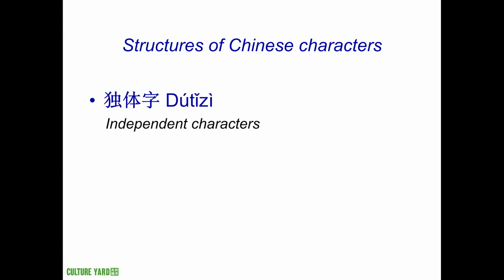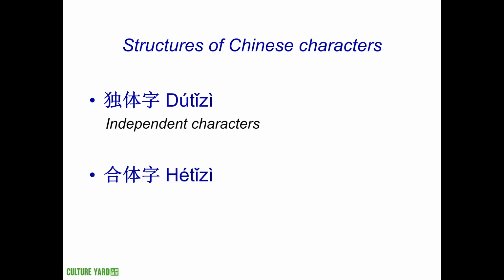That's all the rules about stroke order. And then we can talk about structures of Chinese characters. Generally, there are two different kinds of structures of Chinese characters. One is independent Chinese characters. We also call it 独体字. 独 means single. That means this character only has one component, just one part.